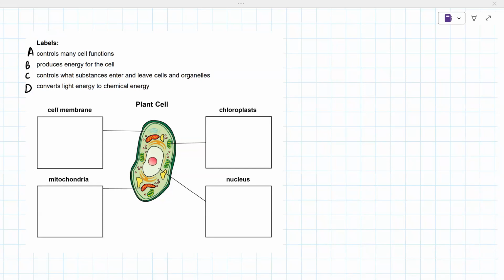C goes for cell membrane. Okay, that's true. I agree with that. Chloroplast is for D. Okay. Nucleus is A. Okay. And that means that the mitochondria are B. Okay, good. Very good. That wasn't as hard as I thought it would be for you. That's excellent.